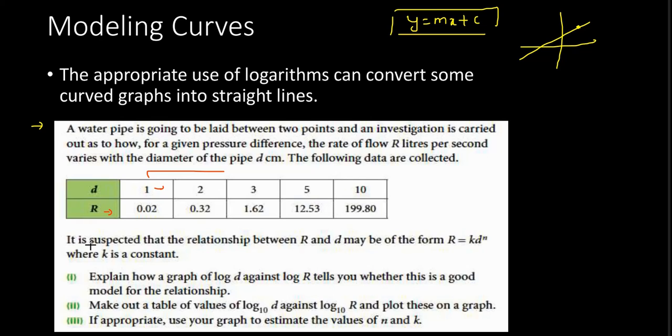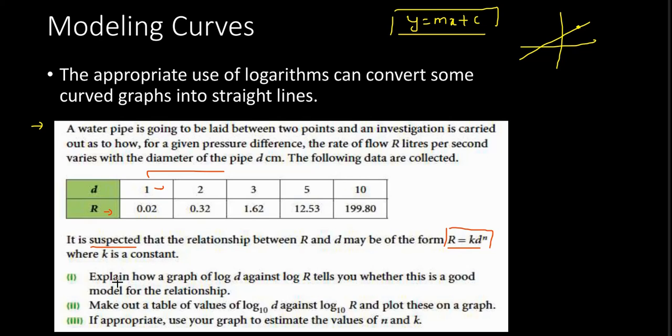So it is suspected that the relationship between R and d may be of the form R equal to k d raised to the power n. Why is this relationship suspected? Because this drastic increase in the rate of flow of water is only possible if there is some exponential growth of this rate. So we are assuming that the rate of flow is an exponential curve, not a straight line, where k is some constant.